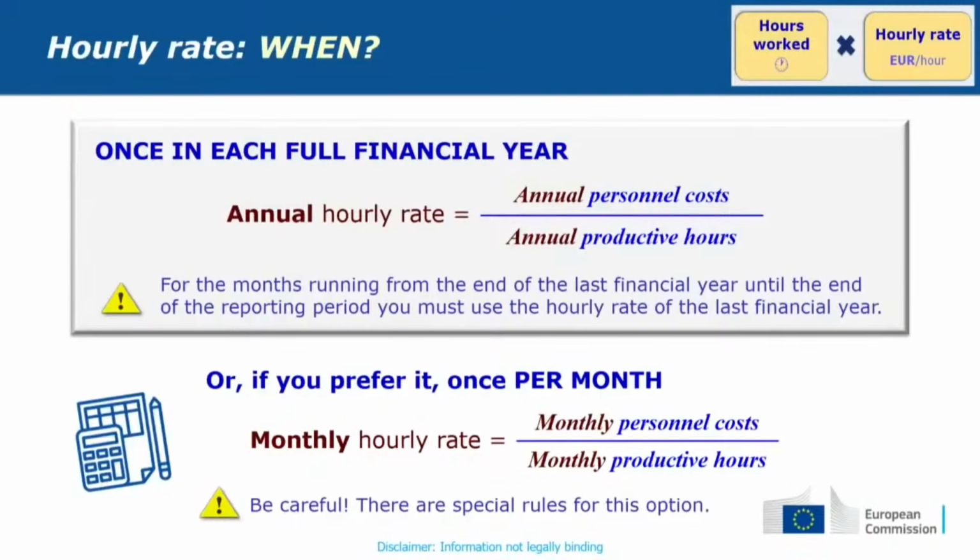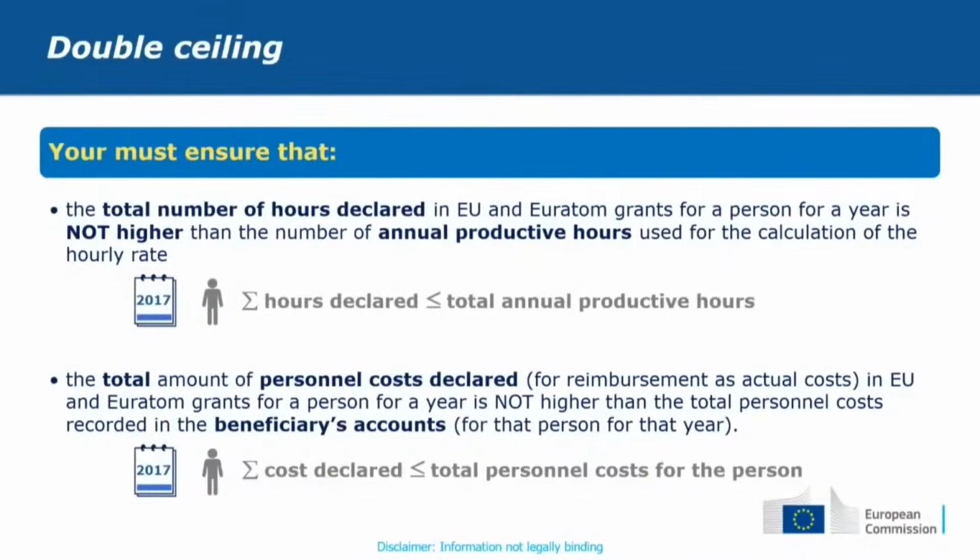I want to go down the line, again, please check carefully in the annotated model grant agreement the explanations for this monthly hourly rate, because there are some specific conditions that make the calculations in some cases slightly more difficult than the calculation based on the full financial year, so more prone to errors. The option is there. We recommend you going to the annual because it's simpler, and it implies less administrative burden. But if you want to see how it works, the information is available in the annotated model grant agreement.